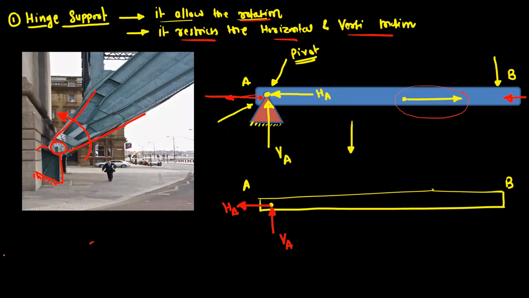So this point will offer the reaction, like this is the vertical reaction VA, and this will be the horizontal reaction. So just from the calculation point of view, you should remember hinge support will offer two reactions. One is VA and second is the HA. So this is the free body diagram.